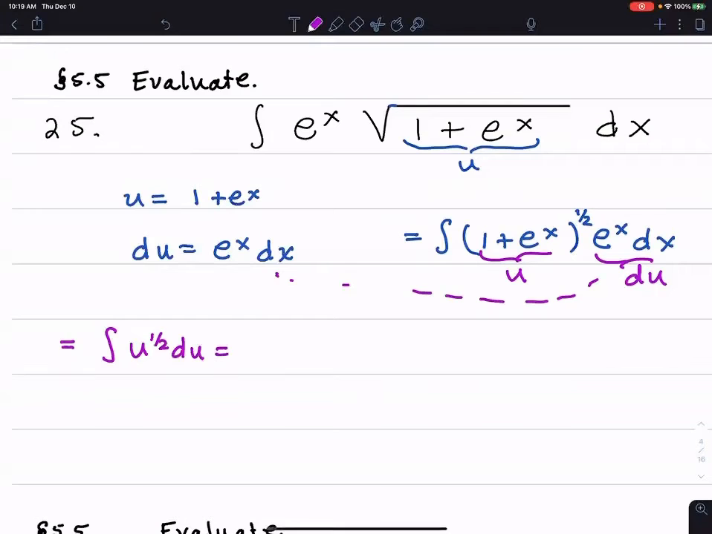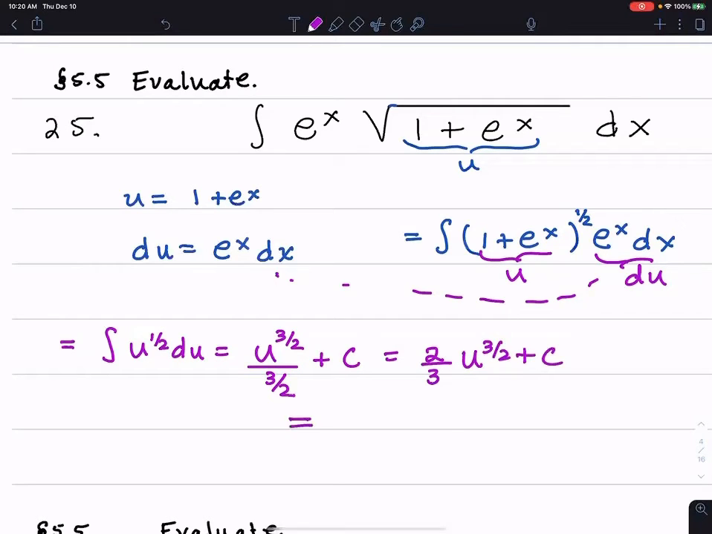And to integrate here, we use the power rule. I take 1/2 and add 1 and I get 3/2, and I divide by 3/2. So that'll give 2/3 u to the 3/2 plus c. And then the final part is I want to go back and substitute back in u as 1 plus e to the x.